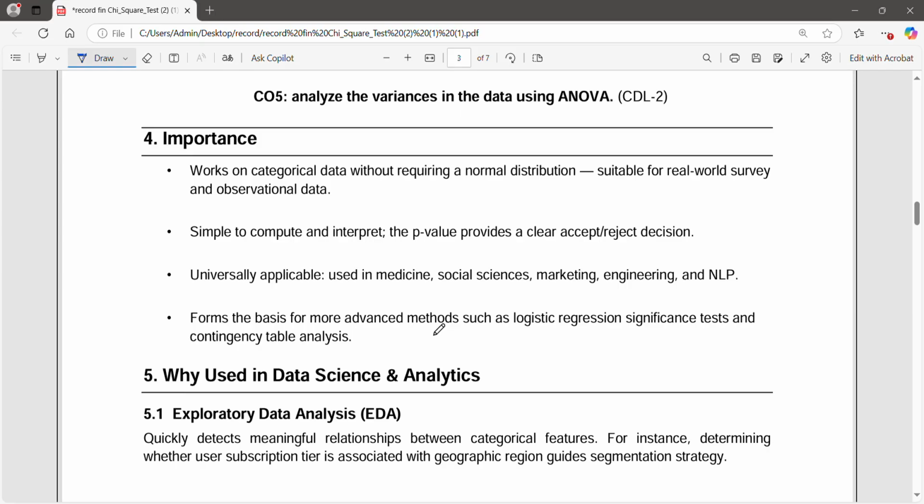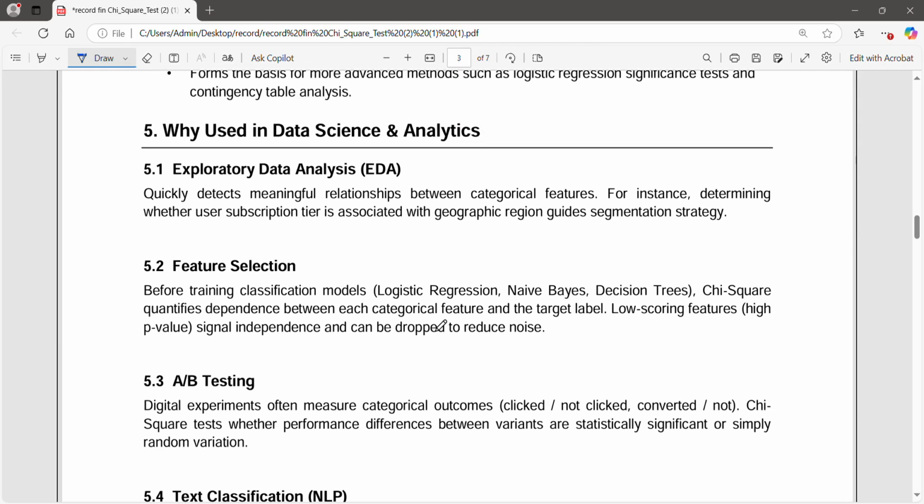The importance is that if you are going to work with categorical data without requiring any normal distribution or numerical value, this is how we categorize, how we perform the test, and how we compare the expected value with the observed value calculations. It is used in various applications like medicine, social sciences, marketing, engineering, and also natural language processing. Why is it important in the data science and analytics course?